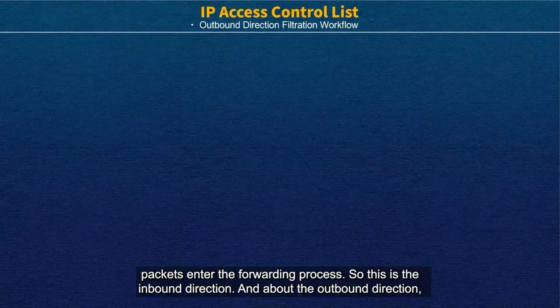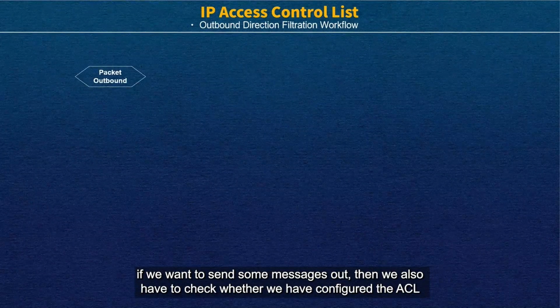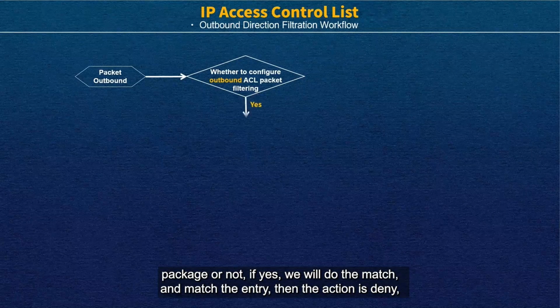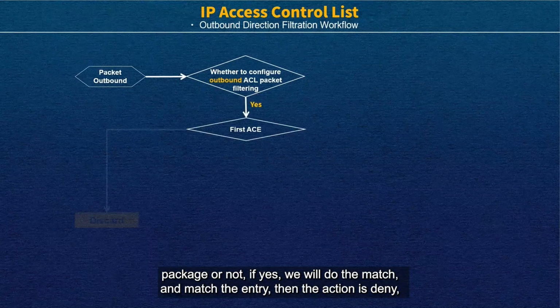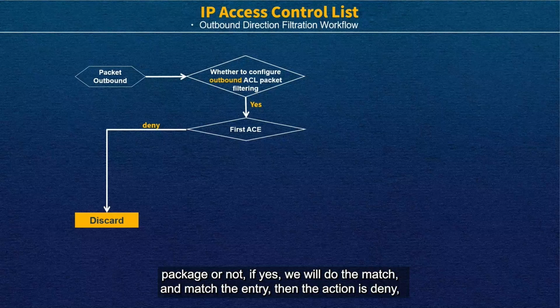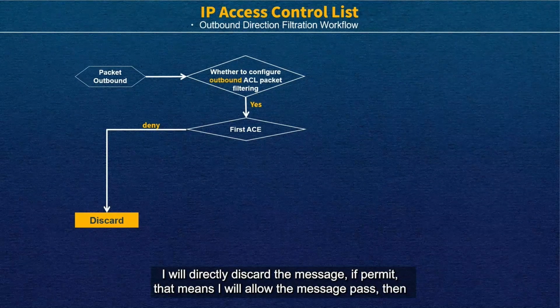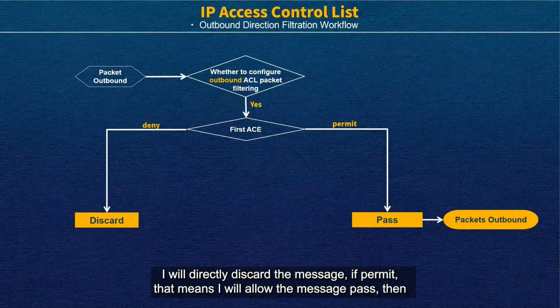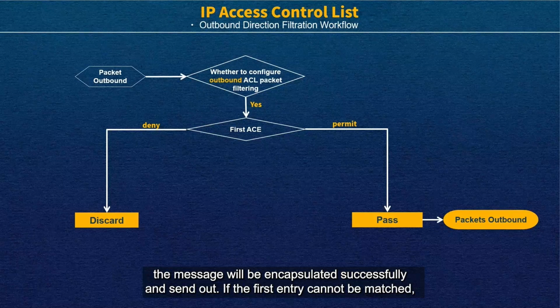And about the outbound direction, if we want to send some message out, then we also have to check whether we have configured the ACL or not. If yes, we will take the match. If we match the entry and the action is deny, I will directly discard the message. If it is permit, that means I will allow the message to pass, then the message will be encapsulated successfully and sent out.